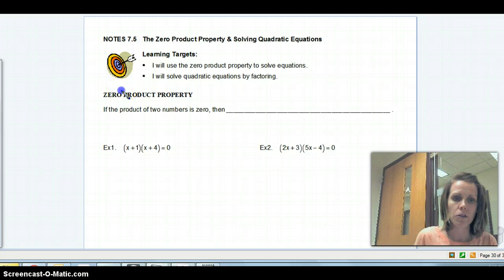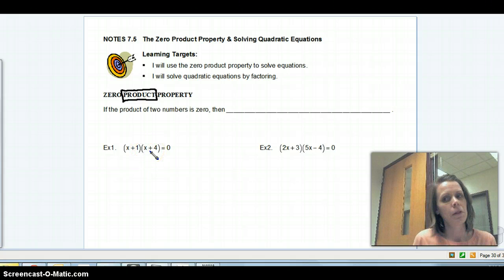So whenever you see the word product, you should automatically think multiplication. So you know that whenever you multiply something by zero, the answer is zero. So when we're talking about factoring and we talk about the zero product property, if the product of two numbers is zero, then one of the factors has to be zero. So one factor must be zero.